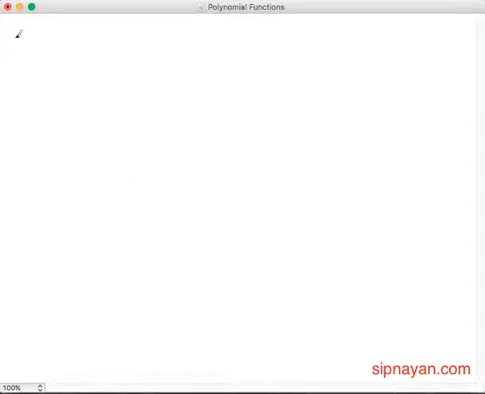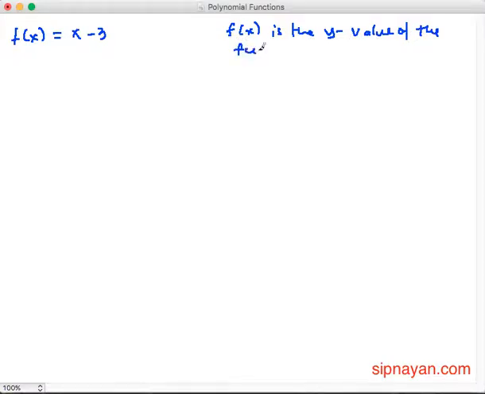We will start with f of x equals x minus 3. Well, f of x equals x minus 3 is a linear function, and by definition, it is also a polynomial function. No? Now, kailan nagiging 0 yung f of x natin? Kailan magiging 0 yung f of x? Remember, f of x is the y value of the function. The function f. Kailan siya magiging 0?